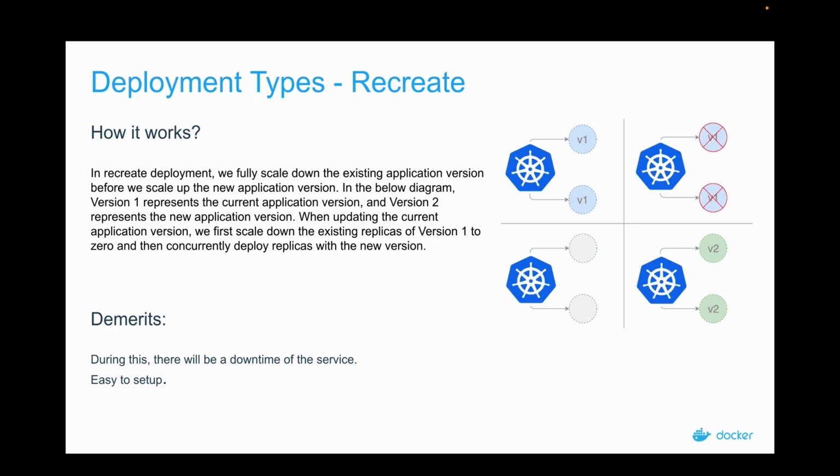In the example which you have seen, version 1 represents the current application and version 2 represents the new application version. So when you update from the current application to the new one, you first scale down the existing replicas of version 1 to 0, and then deploy replicas with the new version. If downtime is not an option for you, I won't recommend this type of deployment, even though it is easy to set up, because there is definitely a downtime.